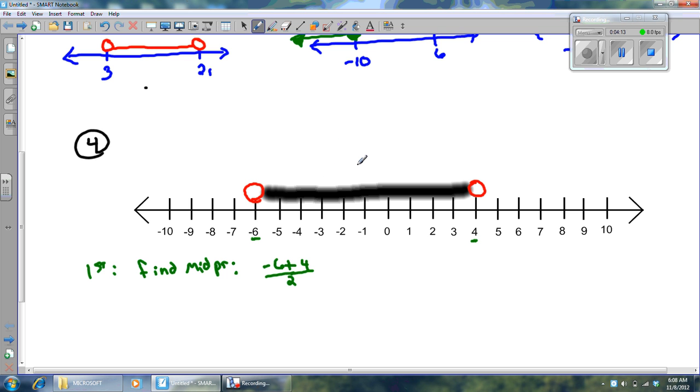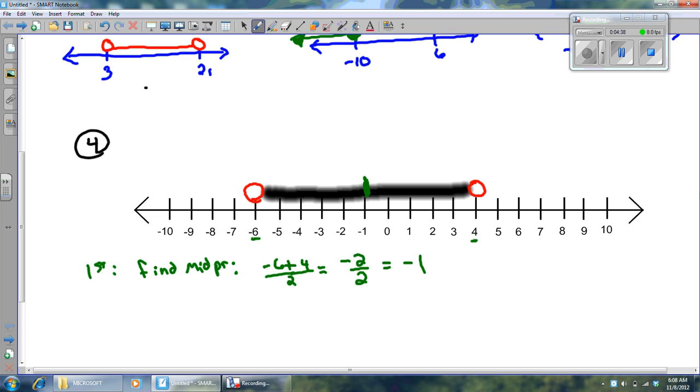Now, some of you are going to go, well, Mr. Lawrence, all I had to do was look at it, and I knew the middle was negative 1. Yes, I know, but you need a way to be able to check yourself because that's not always going to be the case. It's not always that obvious to find the middle. So, you can add the endpoints and divide by 2 when you're finding a midpoint. All right, now, here's my midpoint.